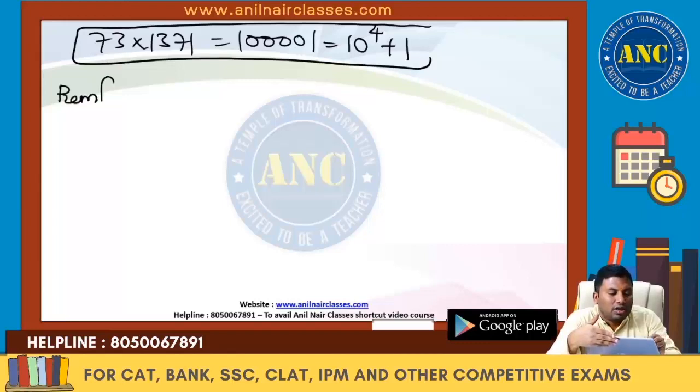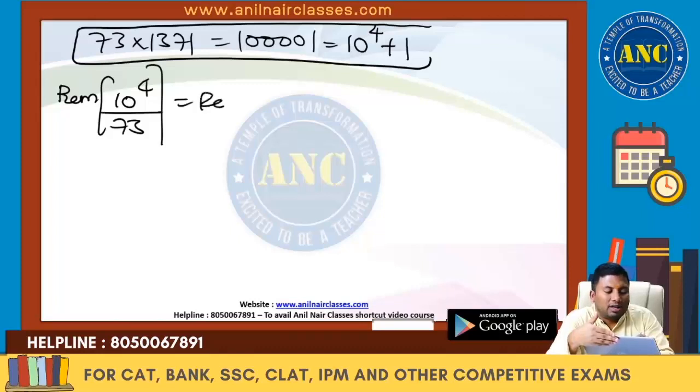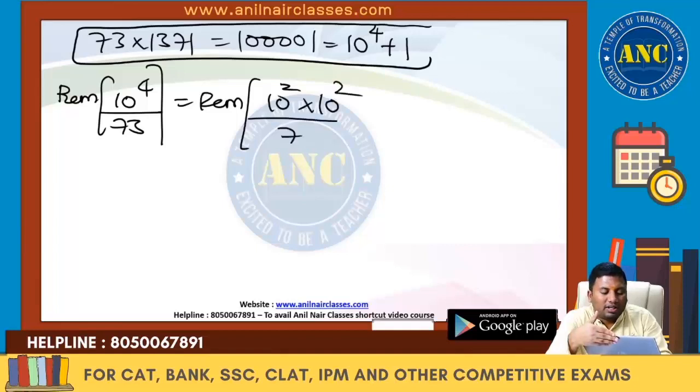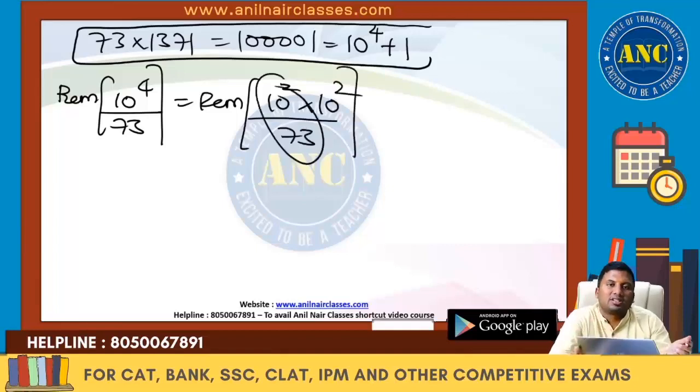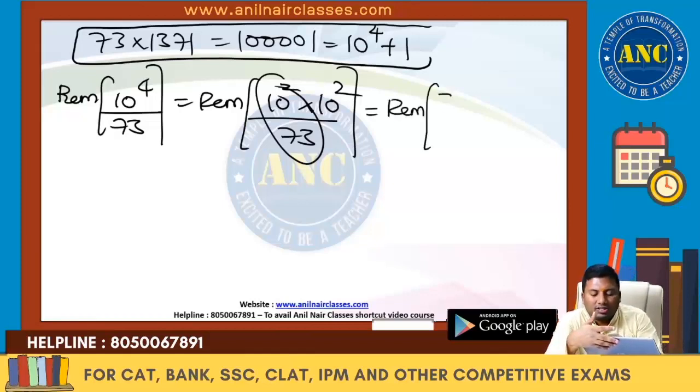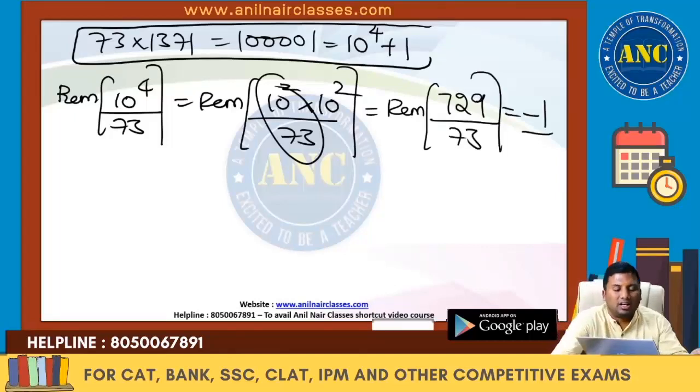So if I do 10 power 4 divided by 73, it is nothing but remainder 1. 10 square into 10 square divided by 73: 73 ones are 73, remainder is 27. 27 into 27 is 729. 729 divided by 73: 73 tens are 730, negative remainder minus 1. I hope it is clear, right?